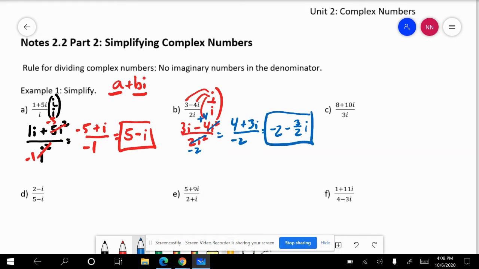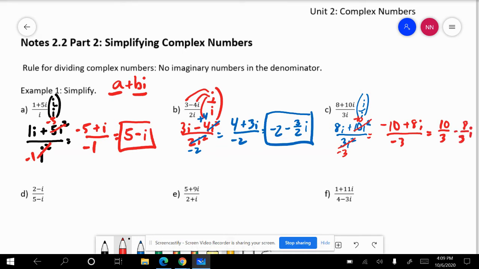Looking at letter C, I do the same thing. I'm going to multiply by i. That gives me 8i plus 10i squared over 3i squared. i squared is -1, so that gives me a -10, and this gives me -3. I'm going to put the real number first, so I have -10 plus 8i divided by -3. I'm going to divide each of these by -3, so I get 10 over 3 minus 8 over 3i.